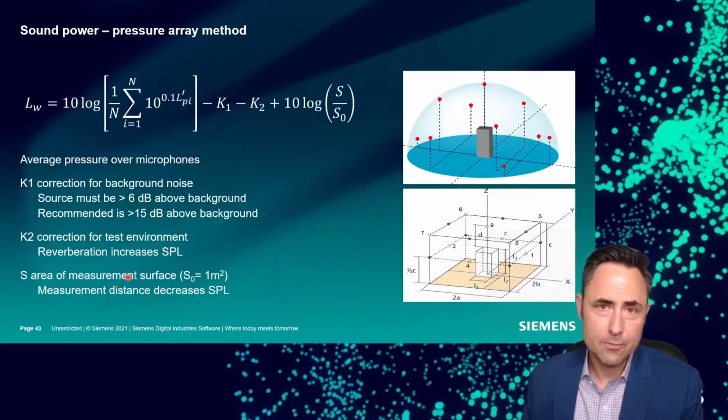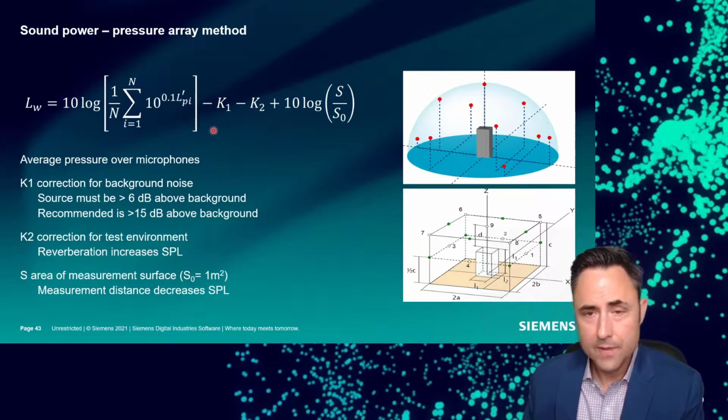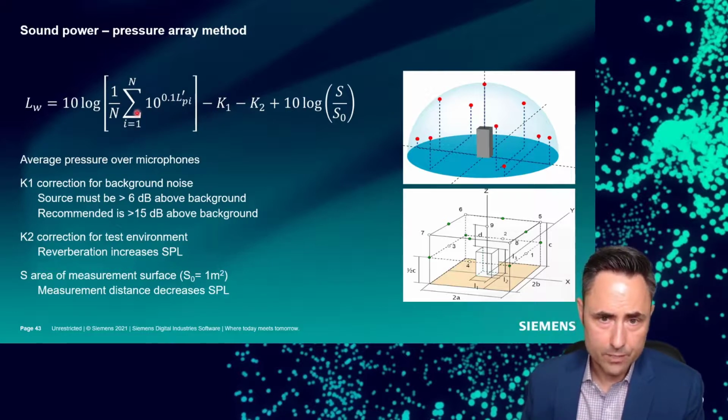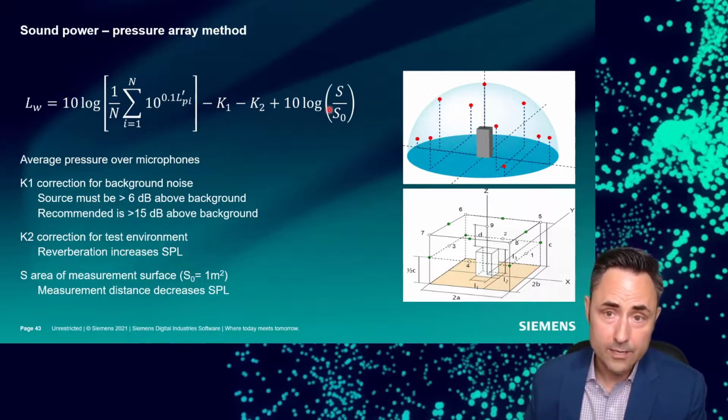This is the sound power equation we're going to use to calculate the sound power value. And it's got a bunch of terms here, and we'll kind of break this down. But this is essentially an average sound pressure over all of our microphones, okay? This summation term here. And then you see this logarithmic ratio over here. This is the measurement surface, or the surface area over which we are measuring.